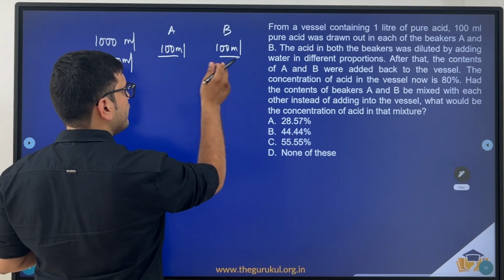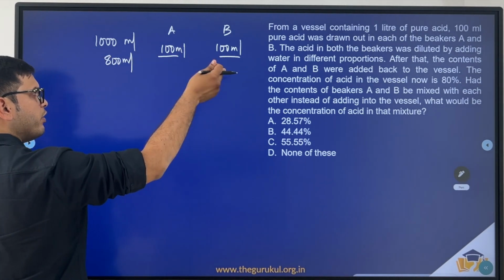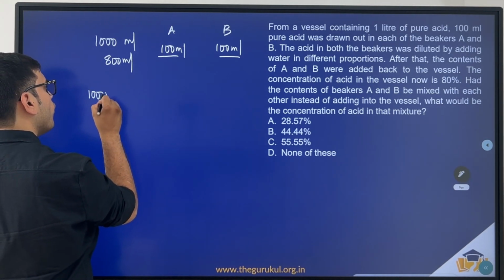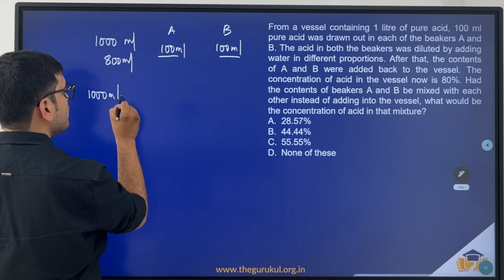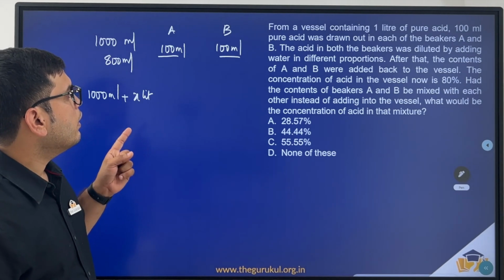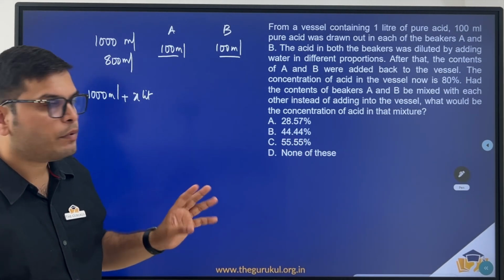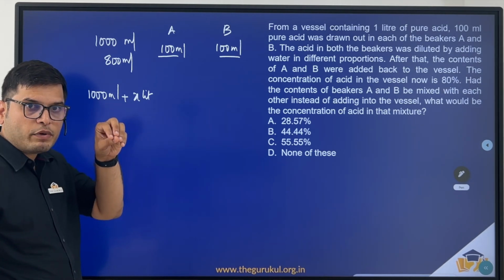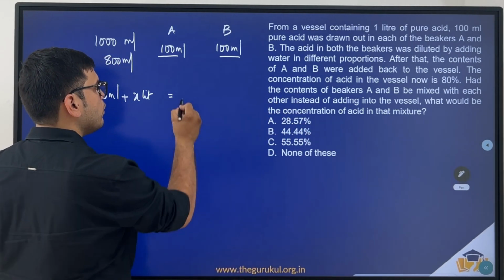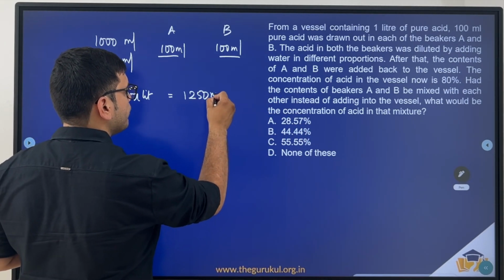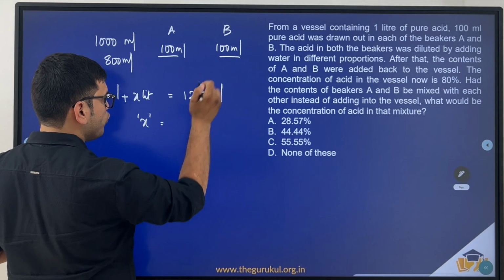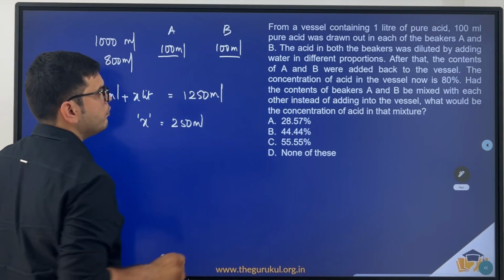So there is some water mixed in these two vessels, and after that, both the vessels are emptied into the initial beaker. So you will be having 1000 ml of pure acid plus some x liters of water, right? The concentration of acid in that vessel is 80%, right? So 1000 ml is 80%. And if that's the case, what would be the volume equal to 100%? 1250 ml, right? So the amount of water that was mixed in these two beakers is 250 ml, right?